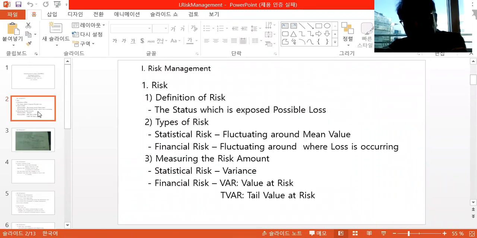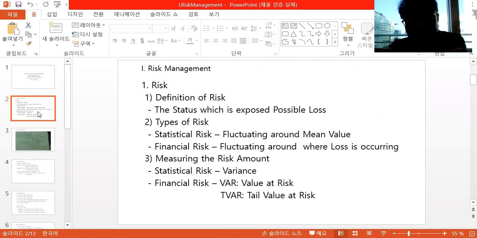First, we're going to discuss what is risk, the definition of a risk. When you say risk, this is the status which is exposed to the possible loss. And then there are some types of risk depending on how you define it.